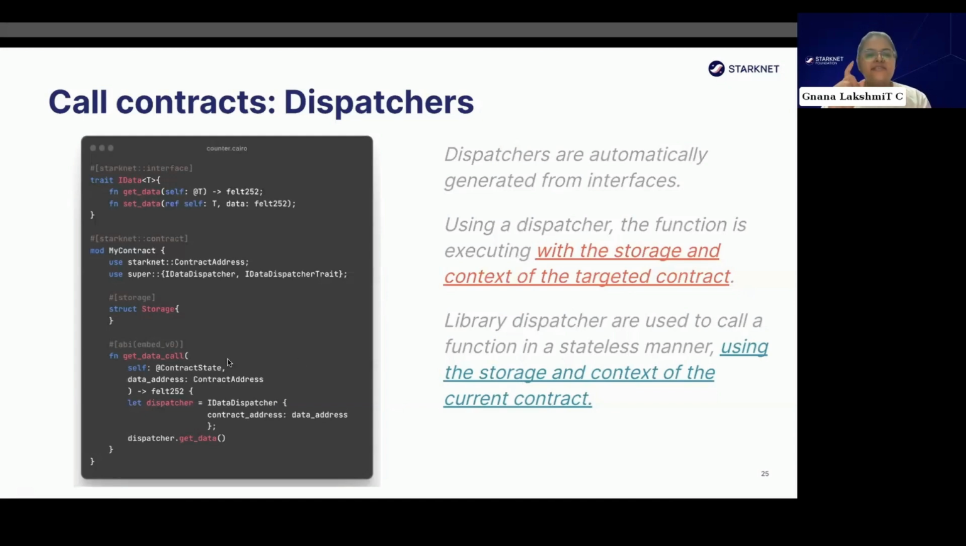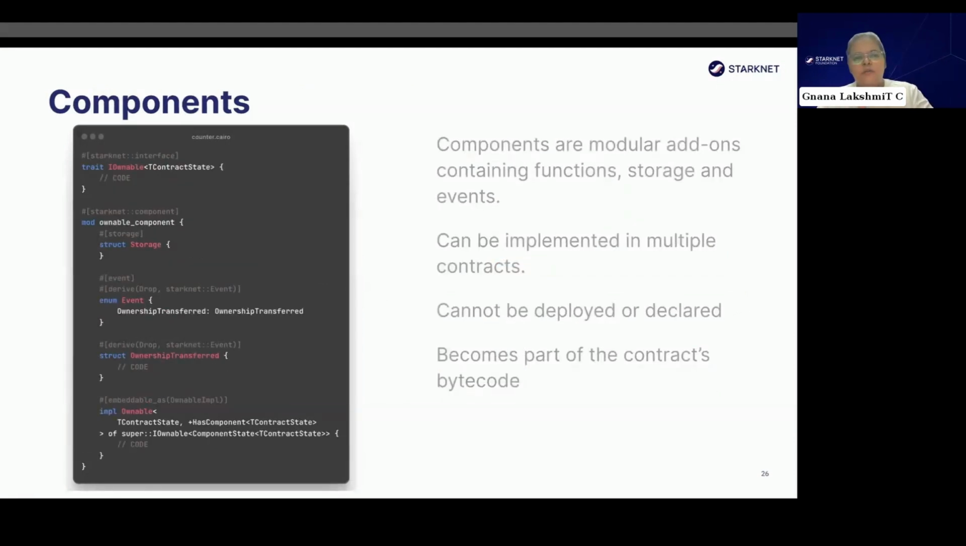The one main key thing you have to remember is that whenever you're writing an interface, an automatic dispatcher is generated for that interface. You can directly call that particular contract which implements that interface. As simple as that. This is how you call an external contract from within another contract. Okay, now this components is slightly new.